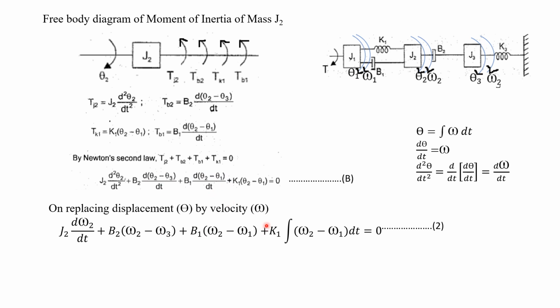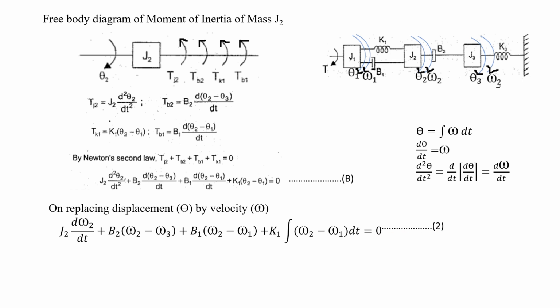The next element is plus B1 into d theta 2 by dt, which is omega 2, minus d theta 1 by dt, which is omega 1, plus K1 into, what about theta in terms of omega? That is integration, using this relation. Here we have the integral of theta 2 minus theta 1, so we can write it as omega 2 minus omega 1 into dt. That will be equal to 0. We can mark it as equation number 2.